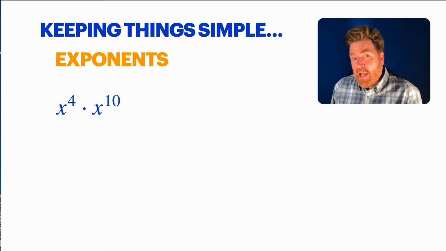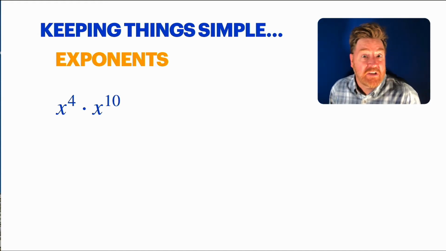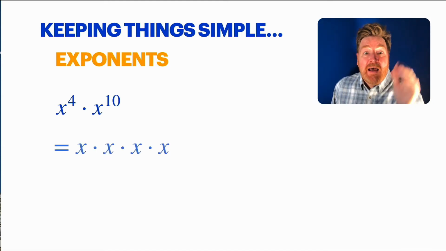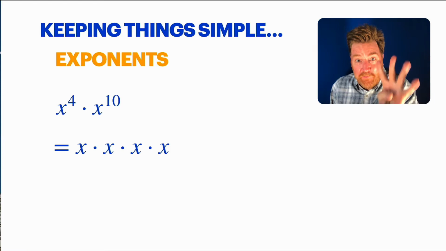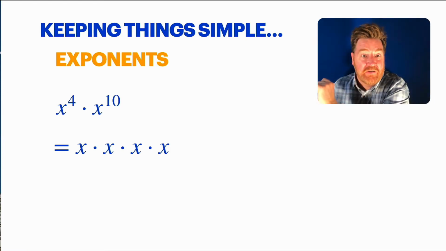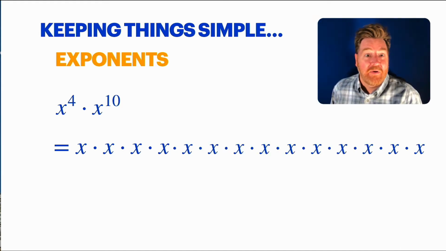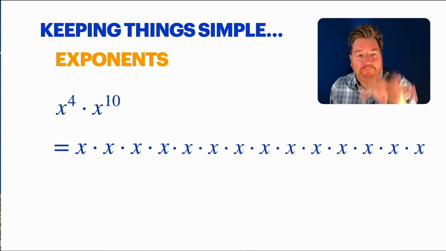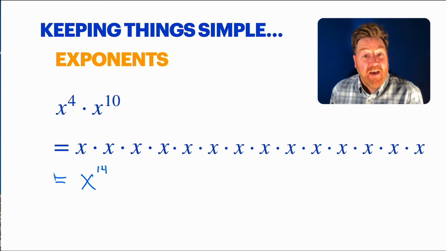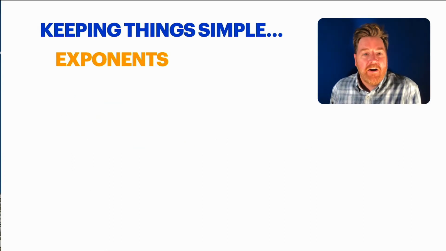Here's another one. How about x to the 4th times x to the 10th? We're multiplying those together. Well, maybe there's a simpler way to write them. Well, you and I both know that x to the 4th means x times x times x times x, right? 4 of them. And then the other factor is 10 factors of x, right? So let's write all those guys out. And if you count them all up, we had 4 and then we had 10 more. So altogether, it looks like we have 14 factors of x. So we'll write it as x to the 14th. Looking good? Awesome. All right.